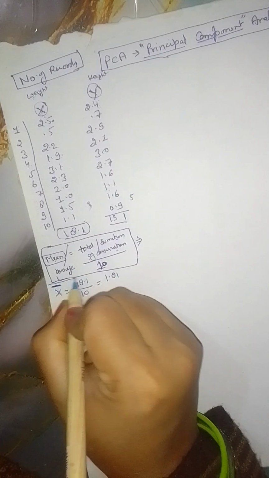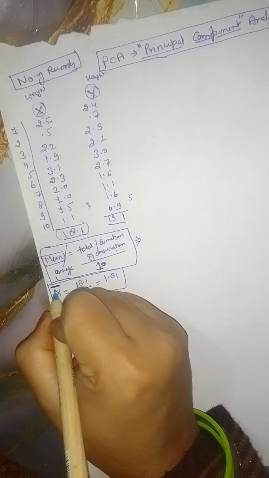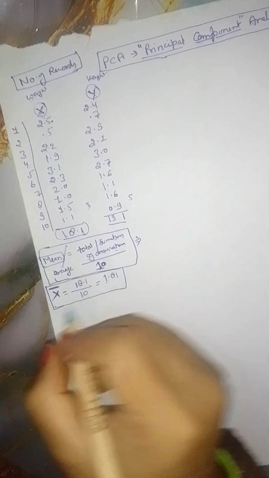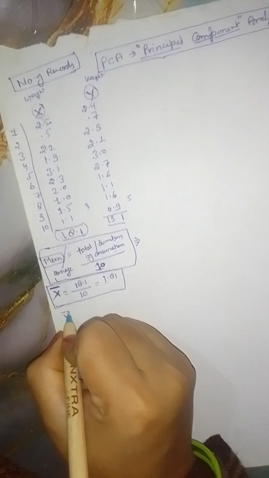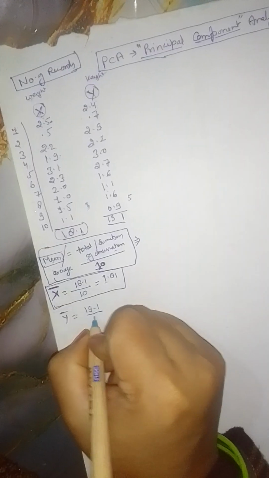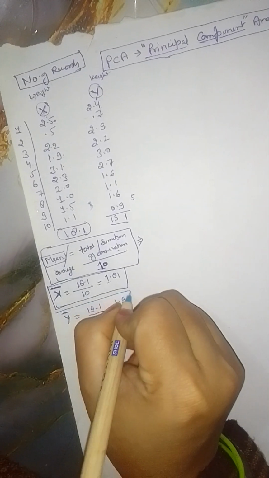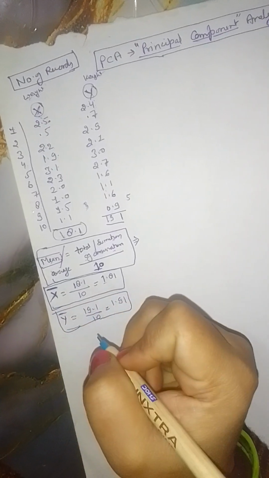Our main focus would be here. X bar is nothing but the mean or average of the number of records, fine. So that would be 1.81. Now calculate the mean of y. So y mean means y bar, and that would be 19.1 upon 10 is equal to 1.91. Our main focus would be this, fine.